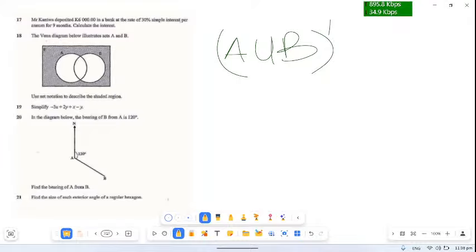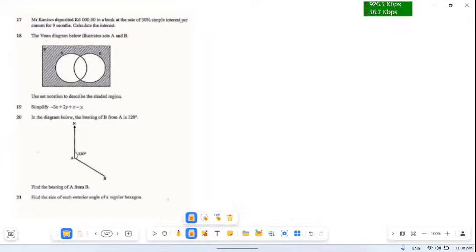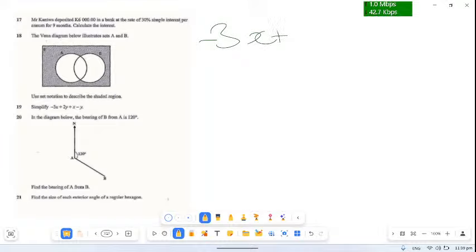Okay, we come to question 19. Question 19 is as follows. Simplify negative 3x plus 2y plus x minus y. So negative 3x plus 2y plus x minus y. Okay, so what we do here is we put like terms together.